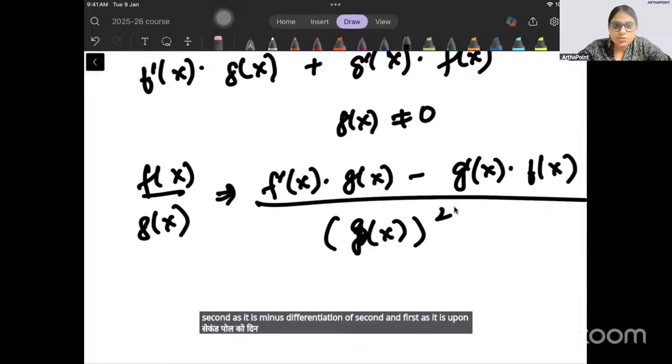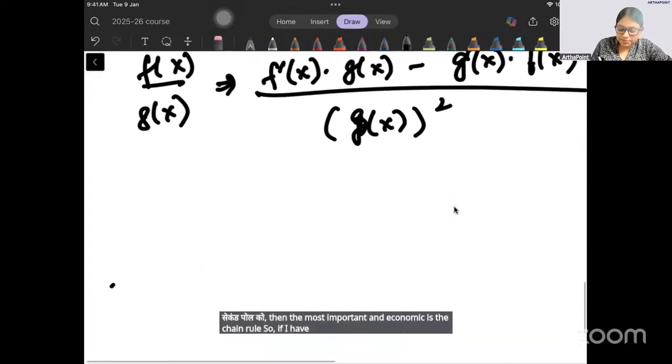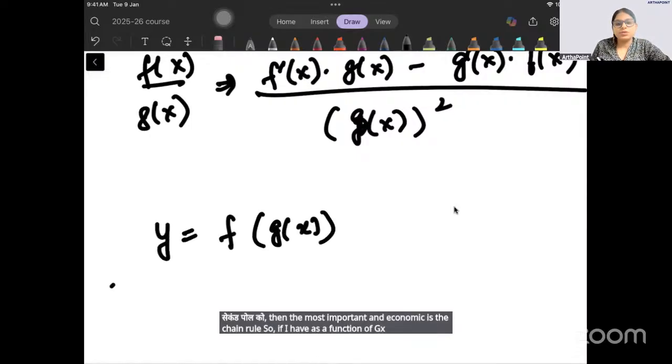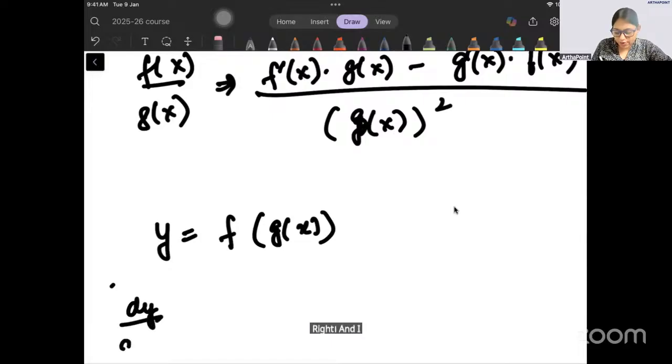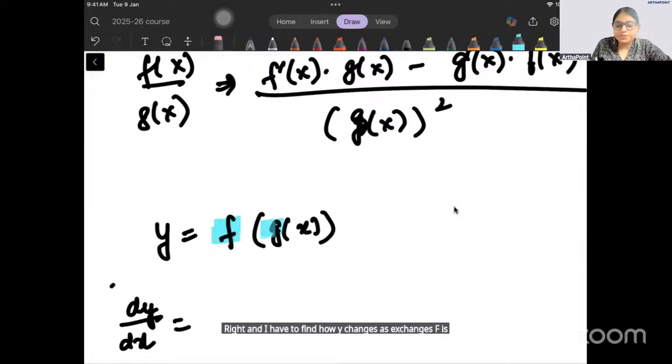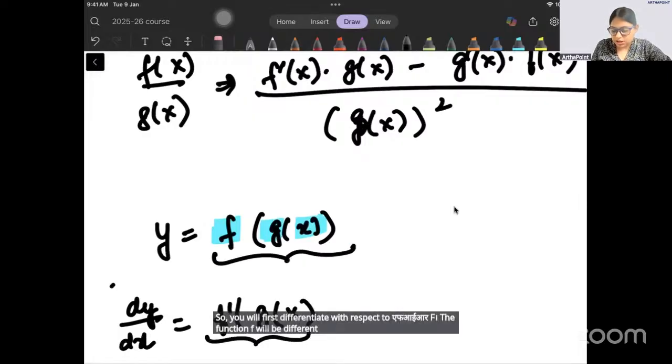Then the most important in economics is the chain rule. So if I have y as a function of g(x), and I have to find how y changes as x changes: f is a function of g, g is a function of x. So you will first differentiate with respect to f, the function f will be differentiated, and then the function g will be differentiated. And this is called the chain rule.